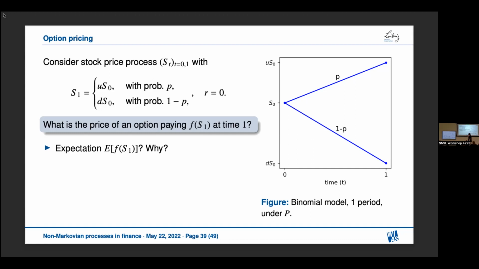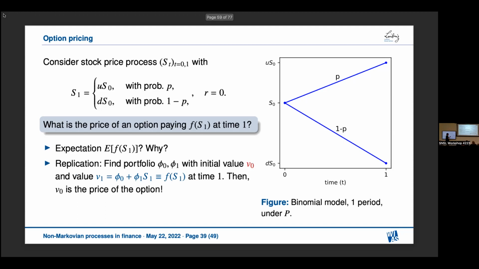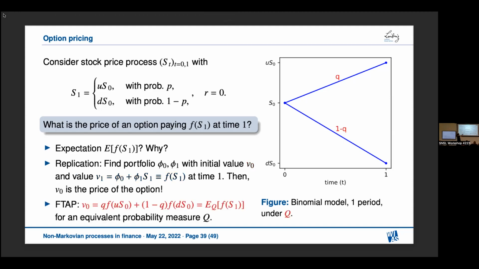But secondly, instead of taking expectations with our physical probabilities p and one minus p, we have to change the probability measure. The probability is Q and one minus Q instead. And note that the Q and one minus Q have nothing to do with the P. We don't need to know the P in order to determine the Q.